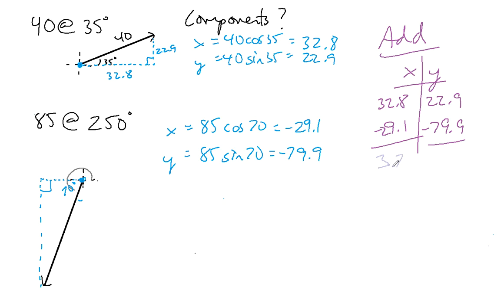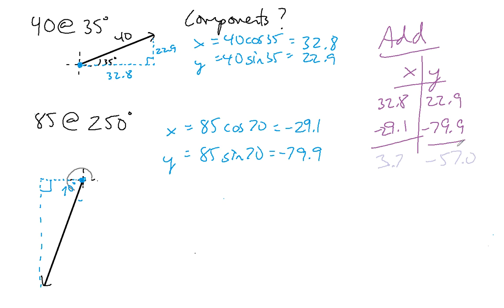Okay, where am I getting my answer? All right, I got the 22.9, and I'll put that together with the minus 79.9. I'm going to put them together, and I've got negative 57.0. Just looking at that, I can tell that this thing isn't going very far sideways, and it's going really far down. So my answer is going to be going pretty much straight down.